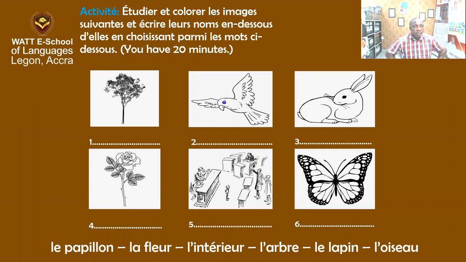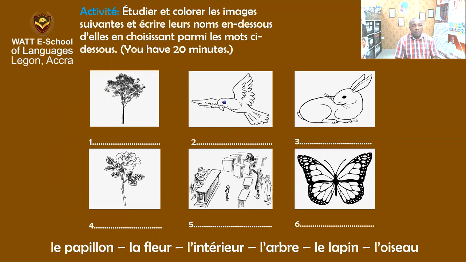Okay, all right. The answers are as follows. Le papillon, I'm reading them. Le papillon, la fleur, l'intérieur, l'arbre, le lapin, l'oiseau. We have 6 images, we have 6 nouns here. So choose the correct one that corresponds with the image. And later you have to color the images.